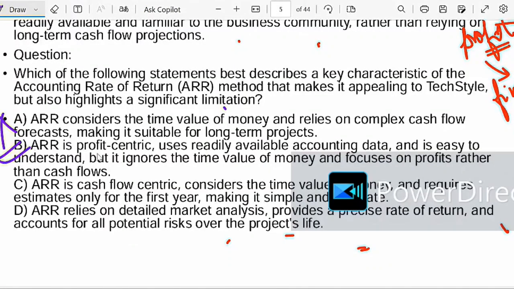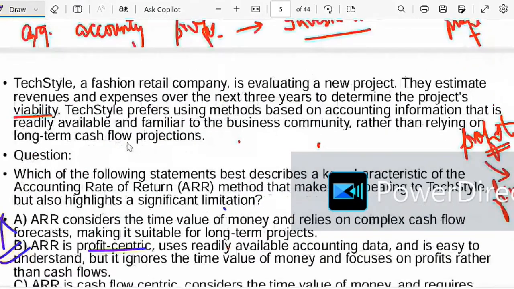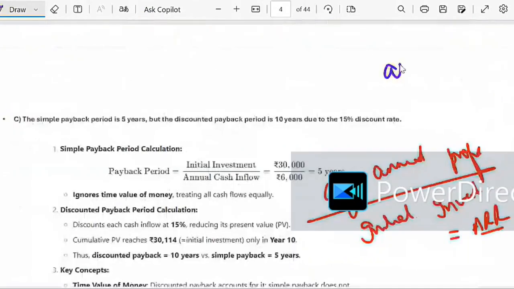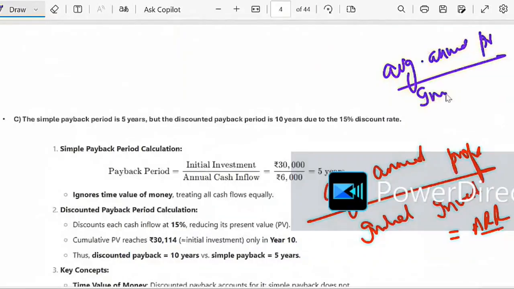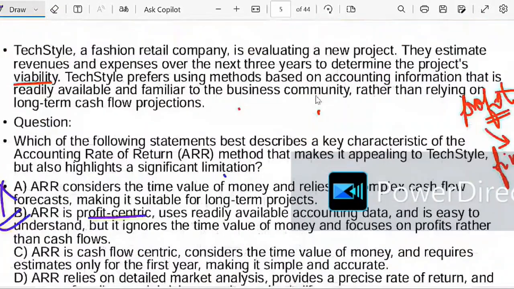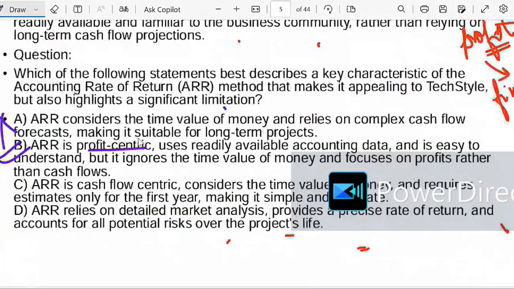Because ARR focuses on profit. You know the formula? In the numerator, we write average annual profit. In the denominator, we write initial investment. This is how we calculate ARR. What is ARR? ARR means accounting rate of return, right? So option B is the correct one. It is profit centric. It uses readily available data, easy to understand.